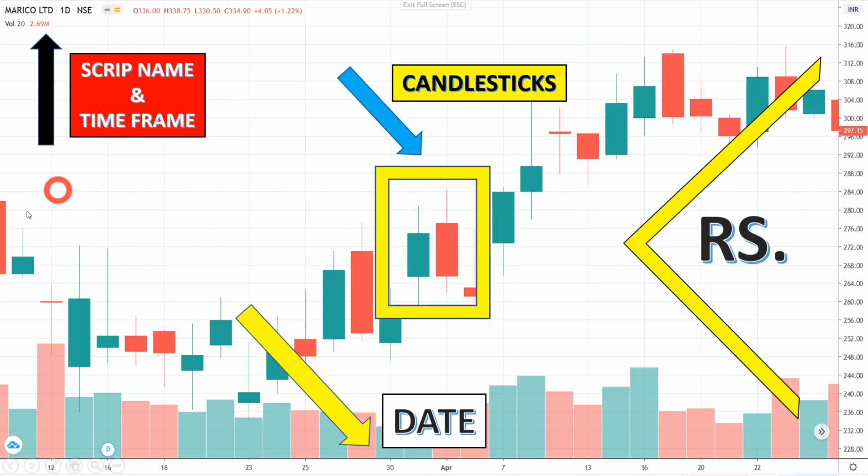So you can see a real-time chart on your screen now. First of all, I will give you an overview of how to study the charts. First, you will see the name of the script here and the time frame that you have set. The time frame could be 1 day, 1 week, 1 hour, etc. These are the candlesticks. In this section you can see the price, and at the lower side you can see the dates.